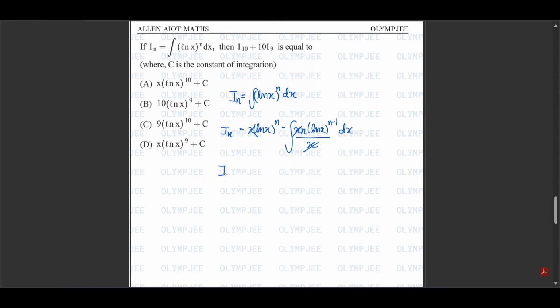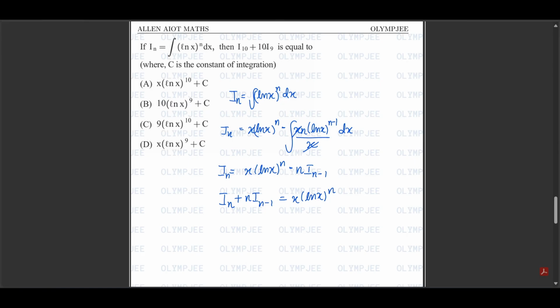So In becomes equal to x ln x to the power n minus n times integration of ln x raised to power n minus 1 dx, which is basically replacing this n as n minus 1. So this will become I of n minus 1. So this gives us I of n plus n times I of n minus 1 is equal to x multiplied by ln x raised to power n.